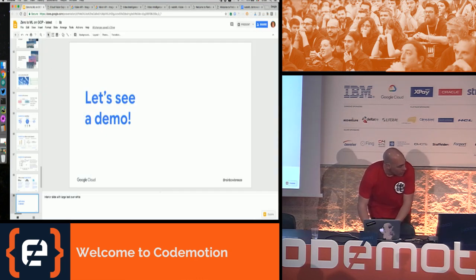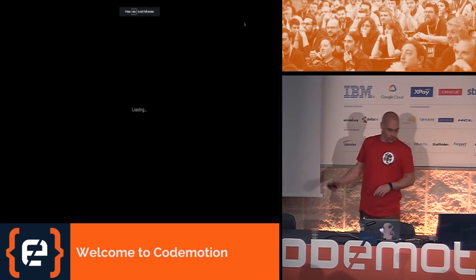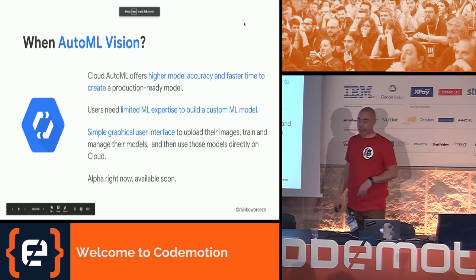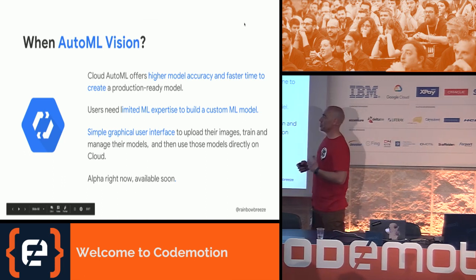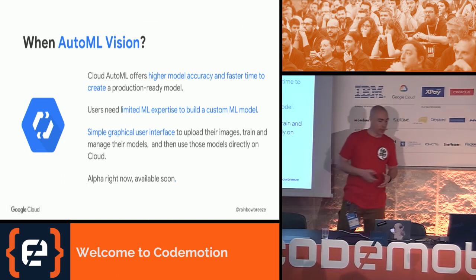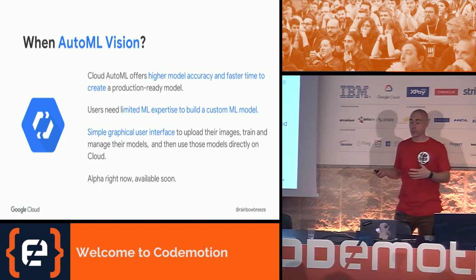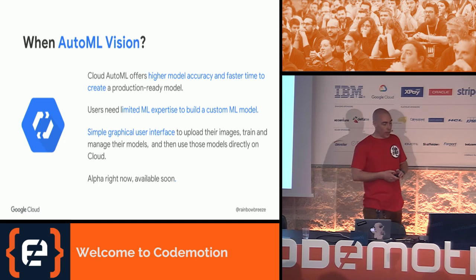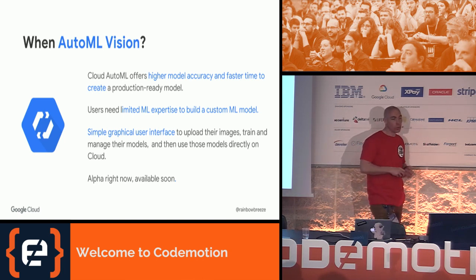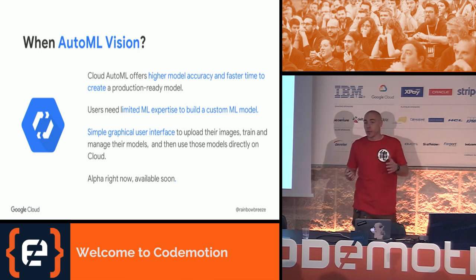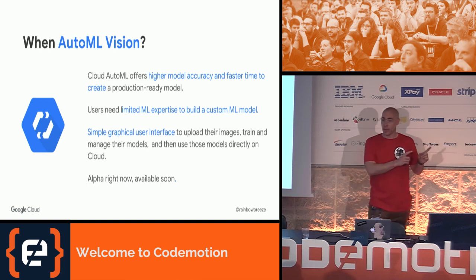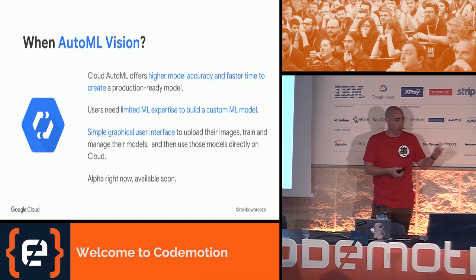So let's go back to the presentation. Okay, so when can you use AutoML Vision? Of course, when you have limited expertise to build machine learning models, but in any case, you want to create something that is production ready, because from the different data I showed you before, you can understand if your model works in production or not, based on your needs.